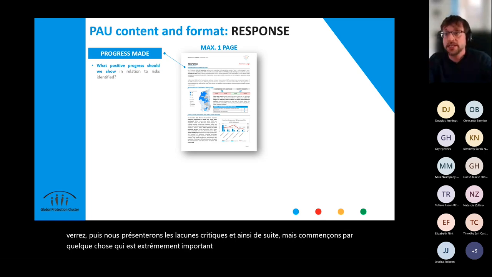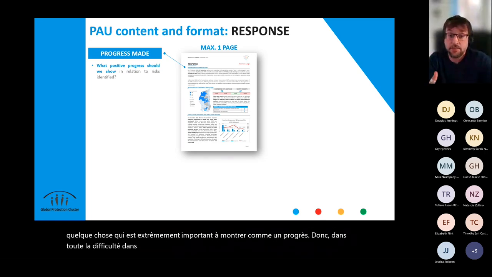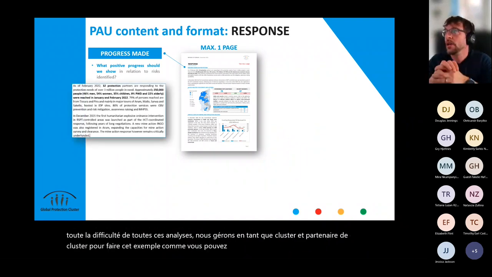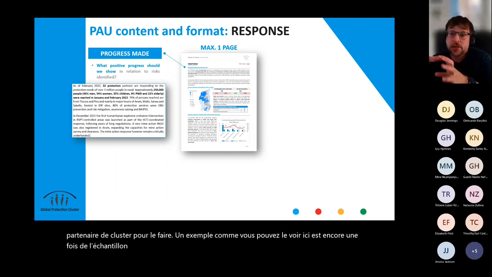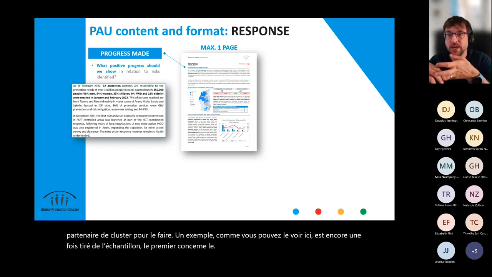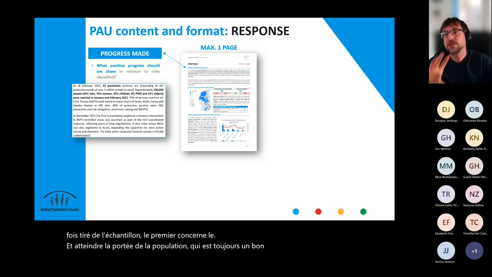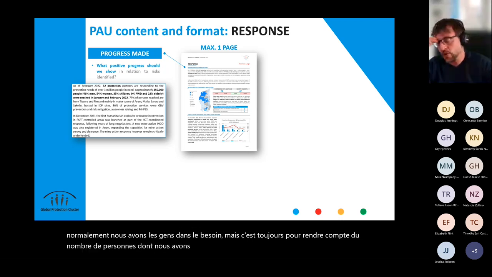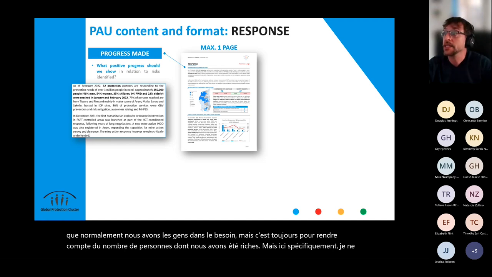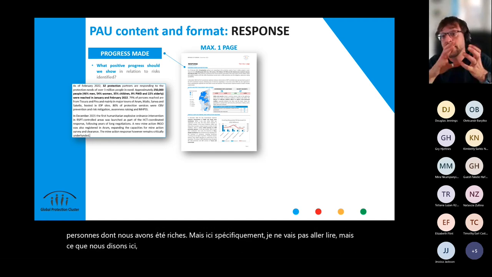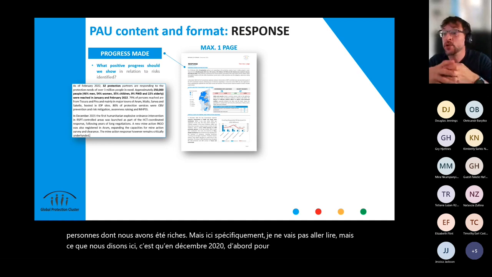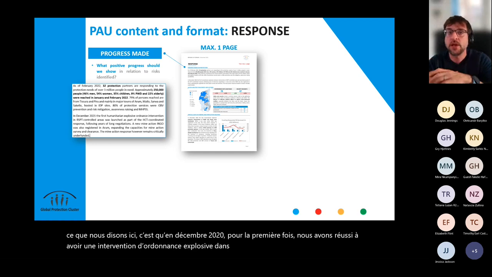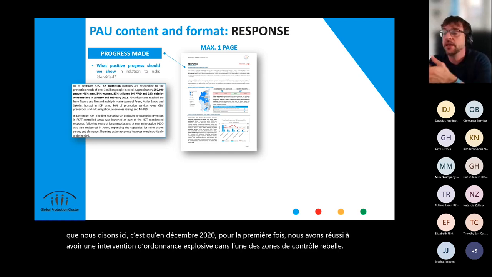So in all the difficulty, in all these analyses, we managed as a cluster and as cluster partners to do this. One example, as you can see here, is again from the sample. The first is about the population reach, which is always a good number to give because normally we have the people in need, but it's good to give an account of how many people we have been reaching. Here specifically, I'm not going to read it, but what we are saying is that in December 2021, for the first time, we managed to have an explosive ordnance intervention in one of the rebel control areas. Extremely important, we've been trying for years, so it's a message that we're going to send.